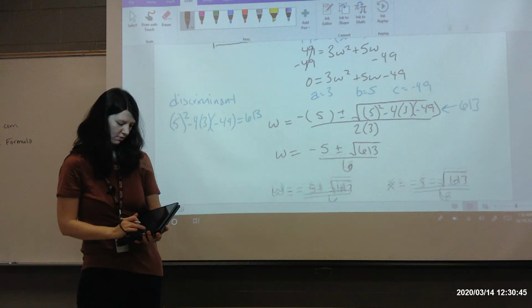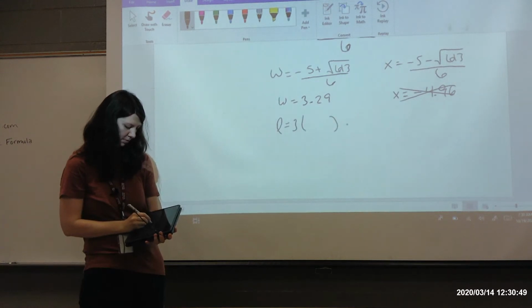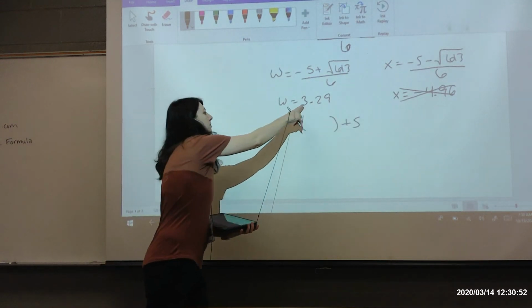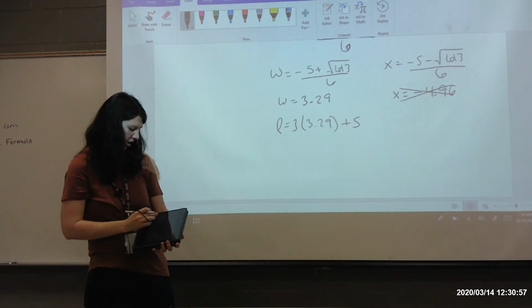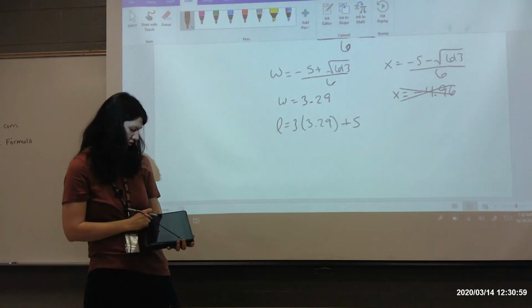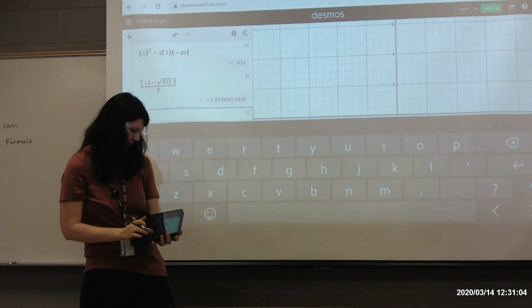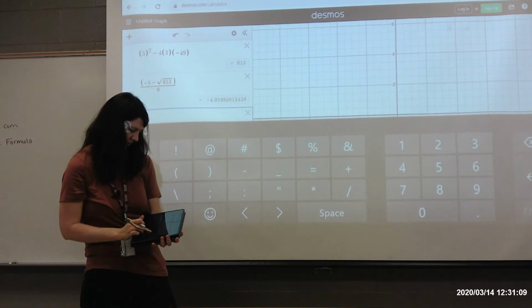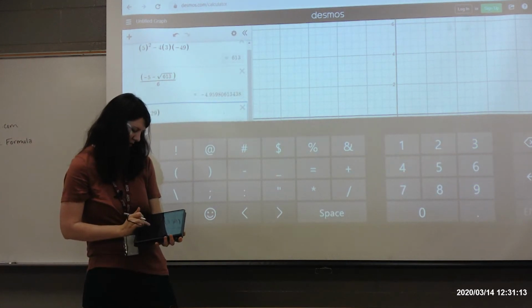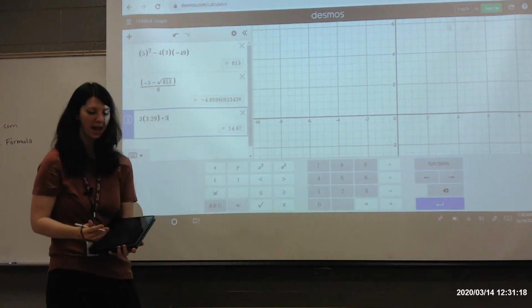So I'm going to come down here and find my length. 3 times my width plus 5. Well, what was my width? My width was 3.29. Okay, so I'm going to go to my calculator, do 3 times 3.29 plus 5. And that gives me 14.87.